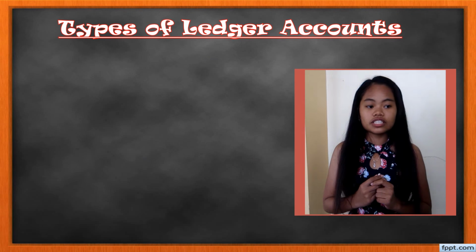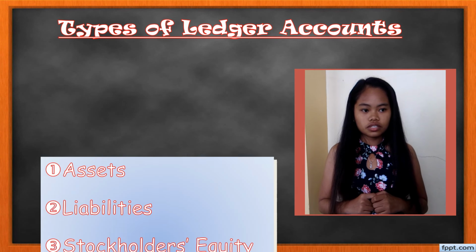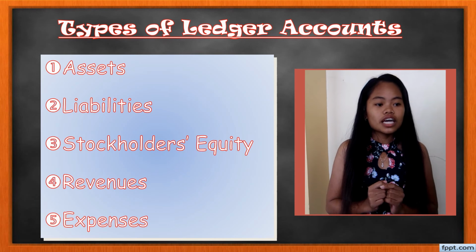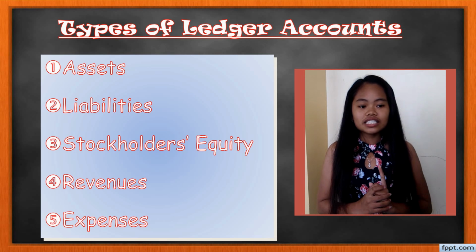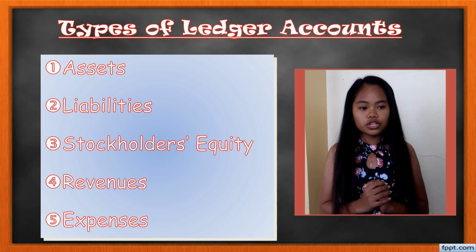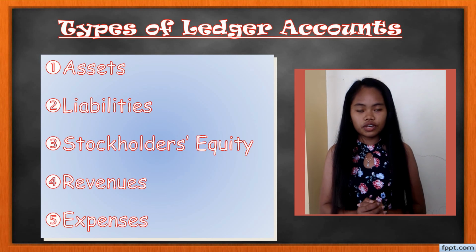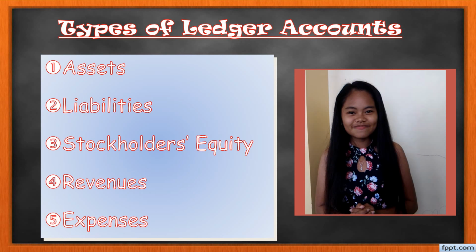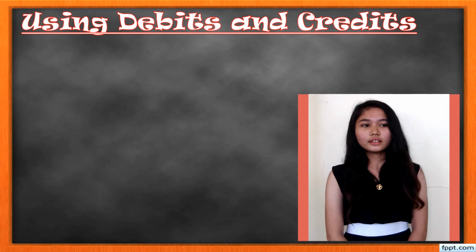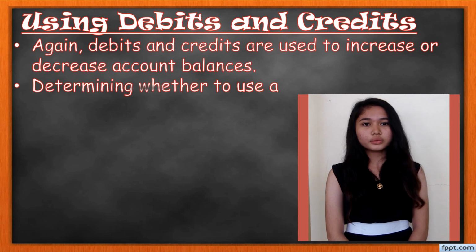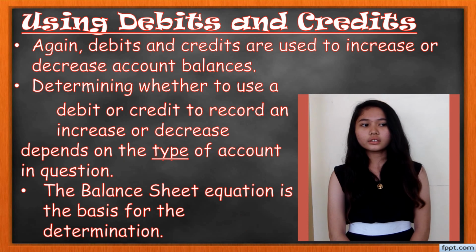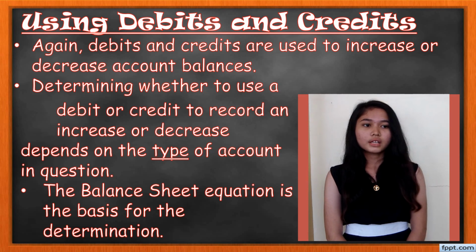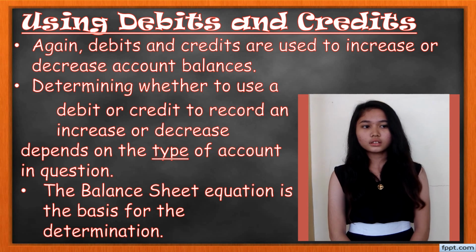Let's see how debits and credits affect the different types of accounts. And it is used in the following types of ledger account. Type of ledger account. First, assets. Second, liabilities. Third, stockholders' equity. Fourth, revenues. And fifth, expenses. Using debits and credits. Again, debits and credits are used to increase or decrease account balance. Determining whether to use a debit or credit to record an increase or decrease depends on the type of account in question. The balance sheet equation is the basis for the determination.